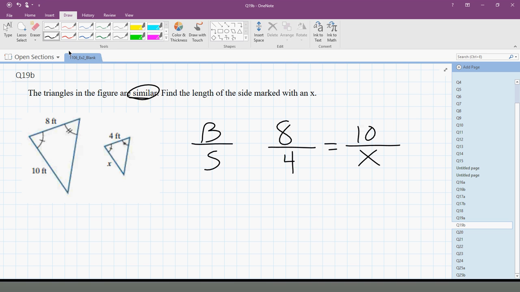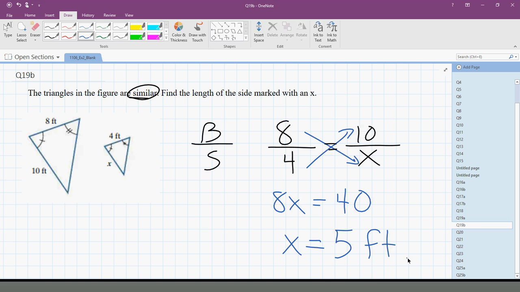And so now we just go back to our cross multiplying. 8 times x is 8x. 40 is the 4 times the 10. And then divide. And you get what? 5 what? 5 feet. Feet. Perfect.